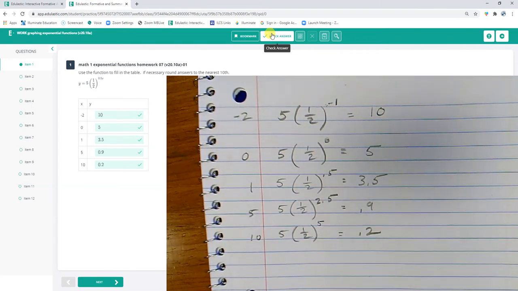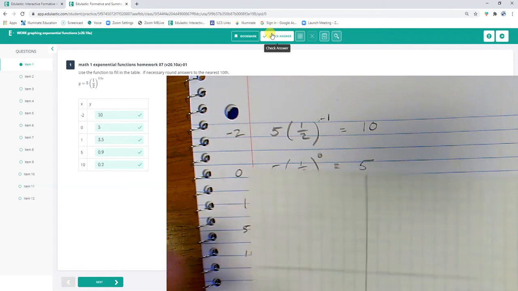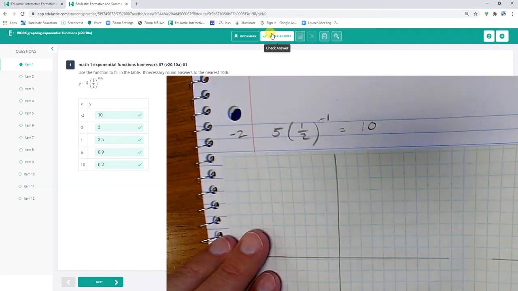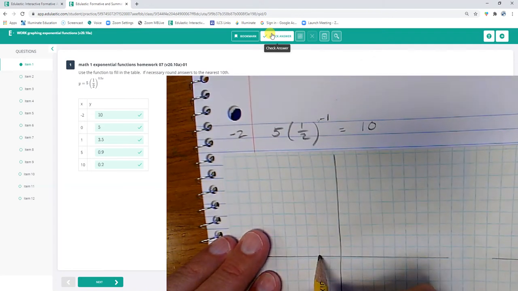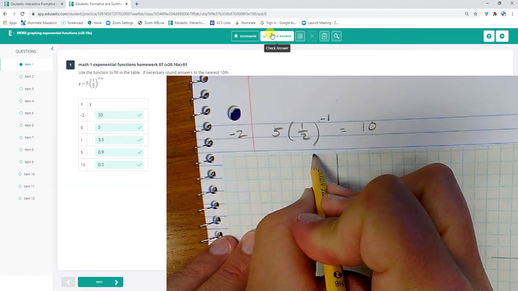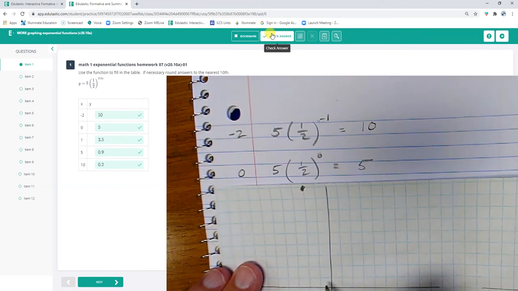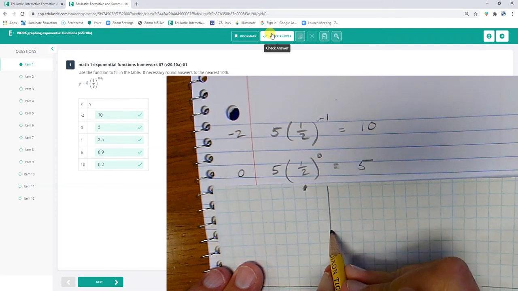And I need to graph these now. So I have a piece of graph paper, and I'm going to do it like this. So I'm going to go -2. When I put in -2, out comes a 10. 1, 2, 3, 4, 5, 6, 7, 8, 9. I'm just going to put it there. It's close. When I put in a 0, out comes a 5. 0, 1, 2, 3, 4, 5.